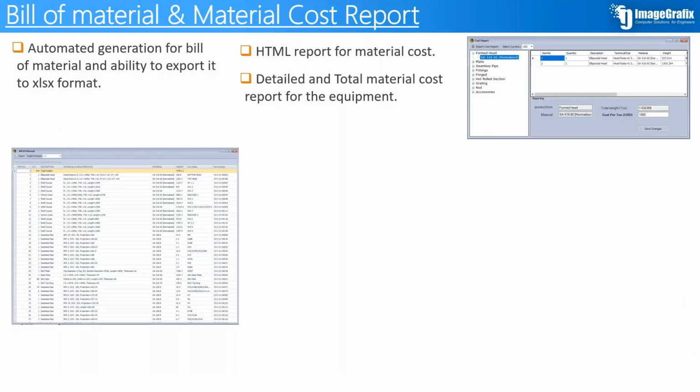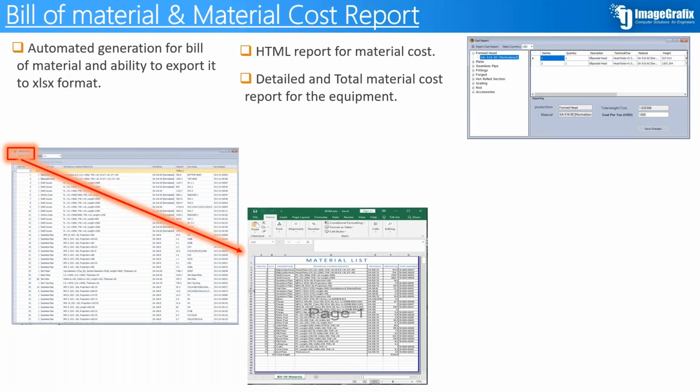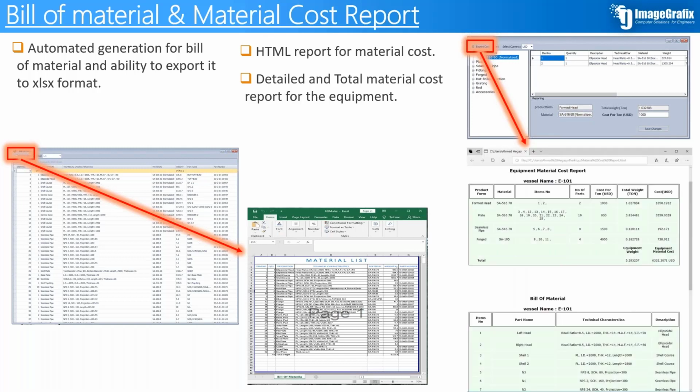Another more important option in SEG software is the automated bill of material. You can get an automated bill of material by using SEG software, and you can export this bill of material in Excel format, and you can make a material cost report for your equipment by defining the cost of the material per ton, and you can export this report in HTML format.